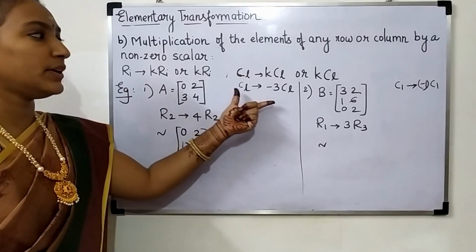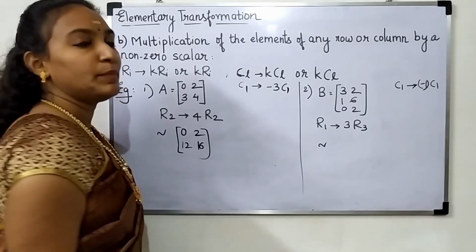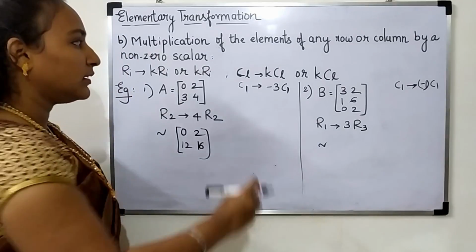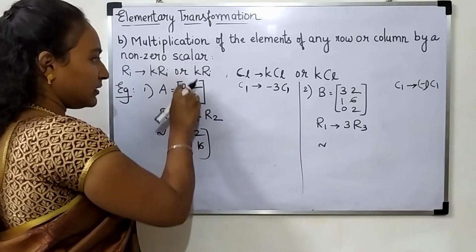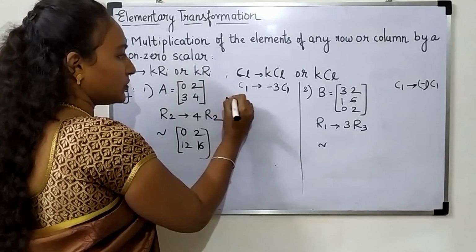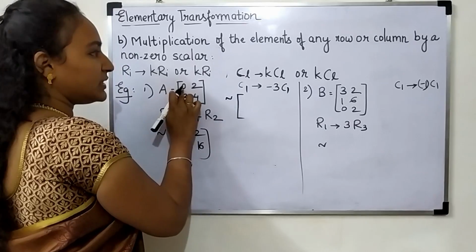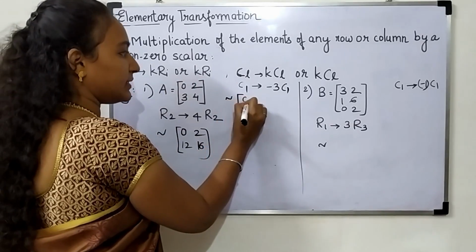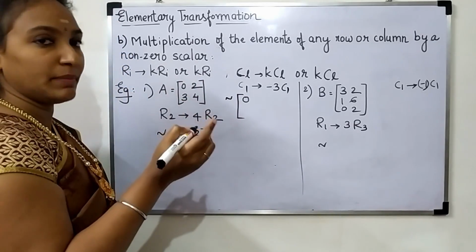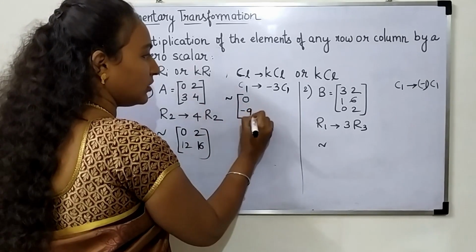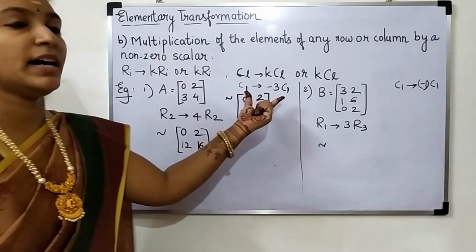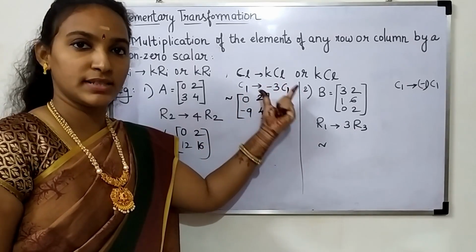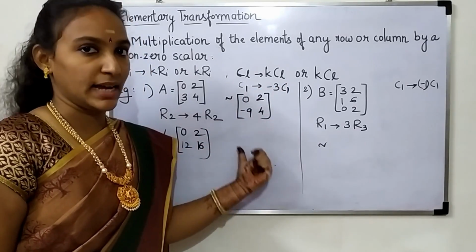Similarly, you can do it for the column. Let me consider column number 1 and multiply column number 1 with the scalar -3. This is our column number 1. So this will become equivalent to 0 multiplied with -3 is 0, and 3 multiplied with -3 is -9. Column 2 as it is, since we are applying the condition only on C1, so C2 remains as it is.